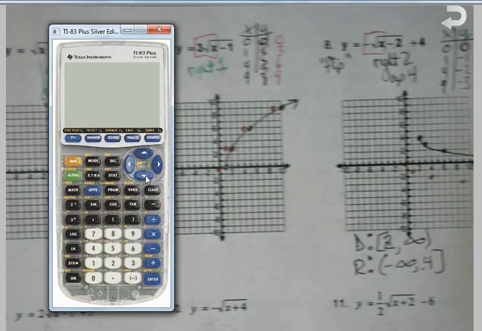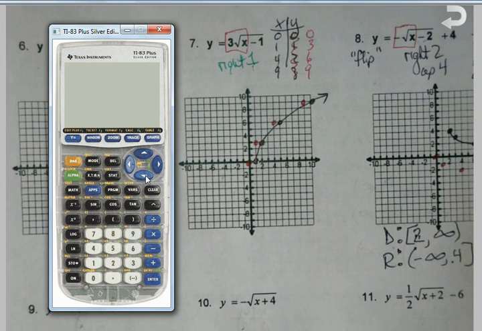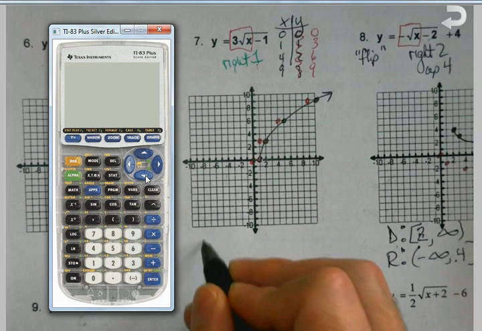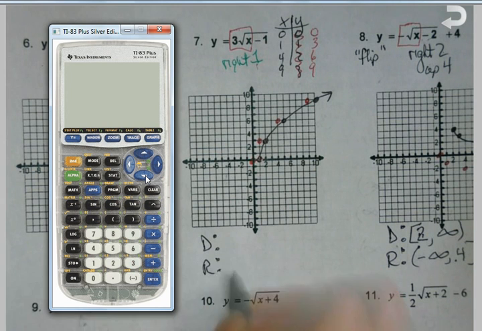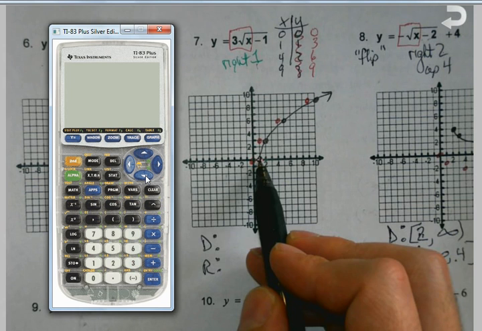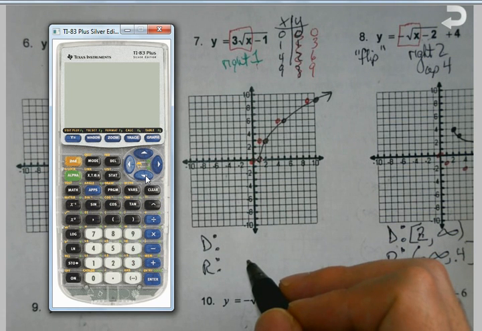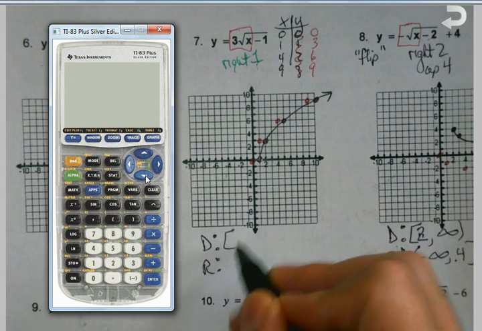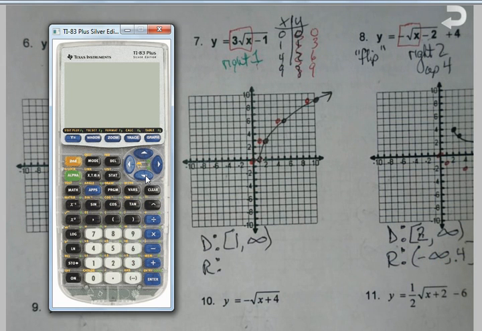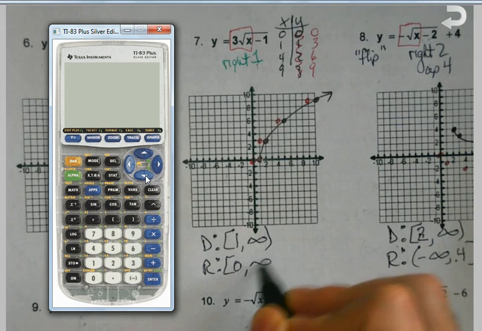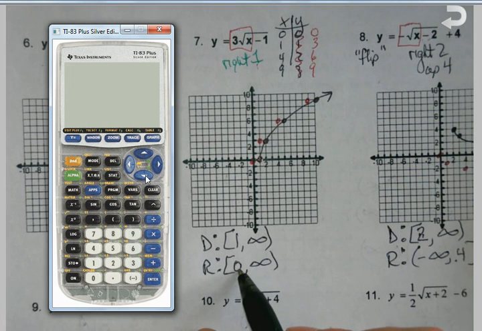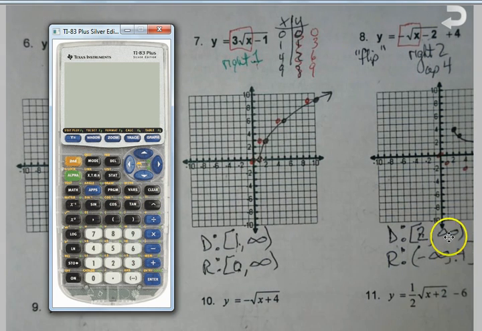I wonder if that works that way every time. Well, let's take a peek here. Let's see if that's true. Furthest point left on my graph back in number 7. 1. To infinity. What about my range? 0. I didn't have any up or down shift. My range didn't move. I shifted right 1. My domain shifted right 1. What a coincidence.